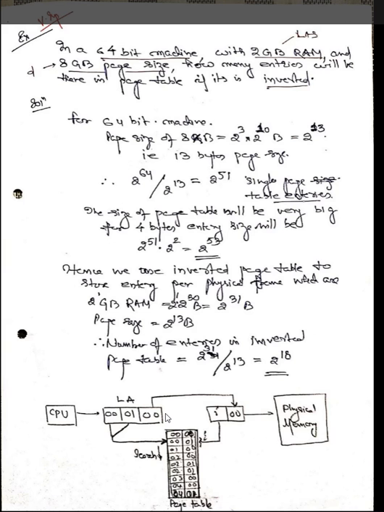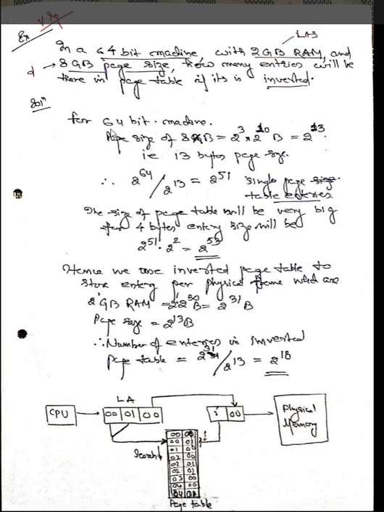Now let's see one more example. In this example, in a 64-bit machine with 2 GB RAM and 8 KB page size, how many entries are there in a page table if it is inverted? Forget about the timing, focus on the word inverted. Inverted means it is taking into consideration the physical as well as the logical address table structures.